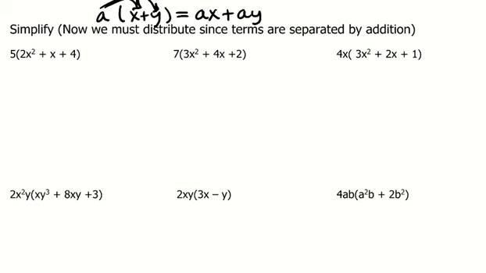Okay, I'll start with this one. I'm going to distribute the 5 to the 2x squared, to the x, and to the plus 4. So 5 times 2x squared is 10x squared. 5 times x is 5x. 5 times 4 is 20.